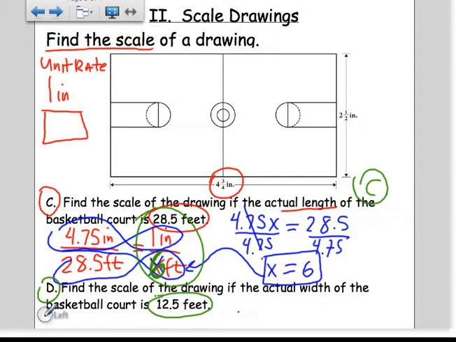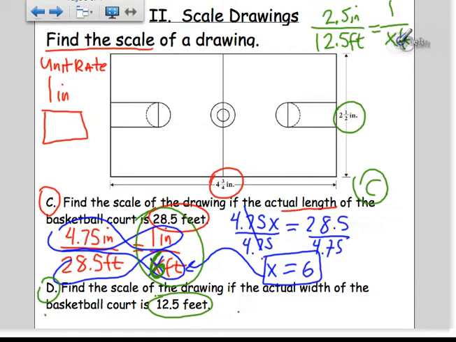Okay, you've tried D, now it's time to check. Looking at this picture, you can see that the width in the drawing is 2.5 inches. In the real world, the problem tells you that that's the same thing as 12.5 feet. And so what you're trying to figure out is how many feet would 1 inch be? And that's the proportion you should have written. You cross multiply and divide. 1 times 12.5 is just 12.5 equals 2.5 times x.